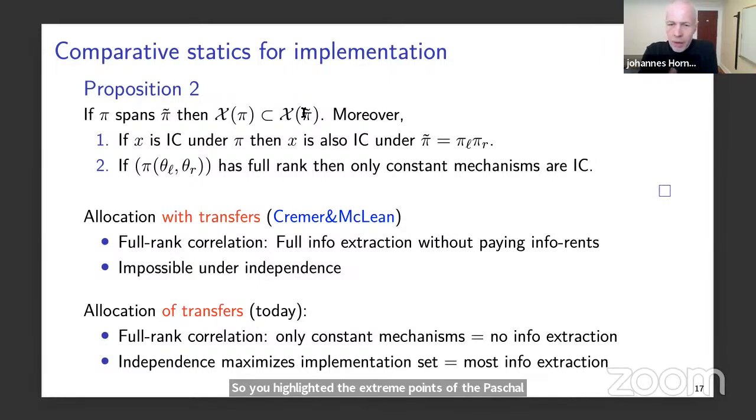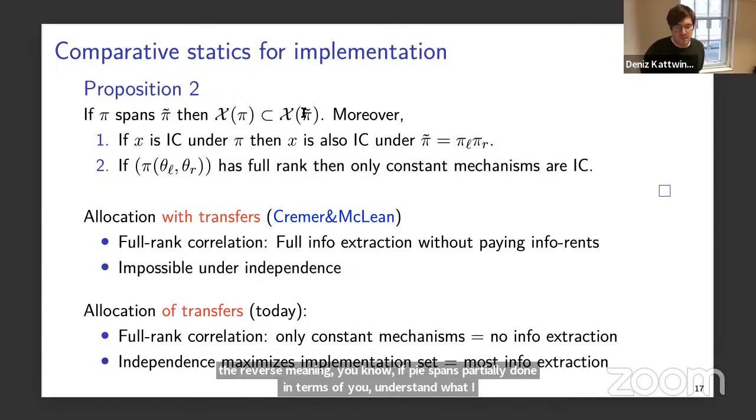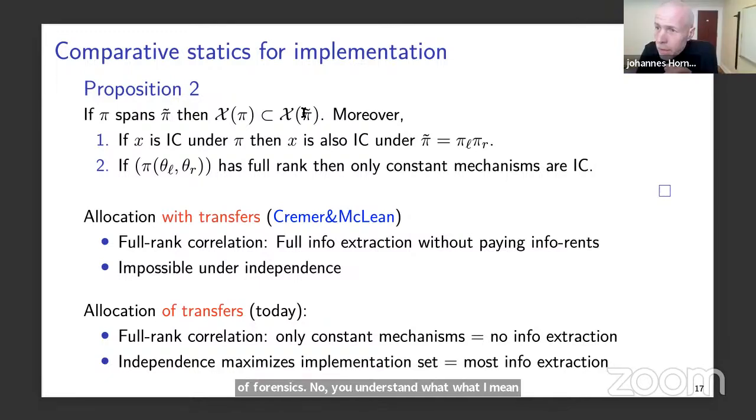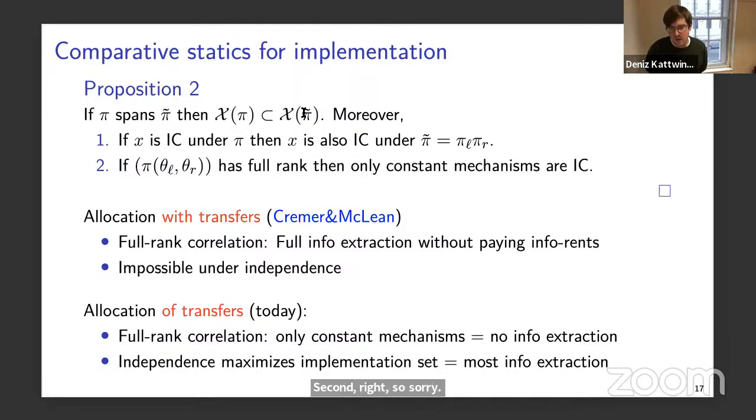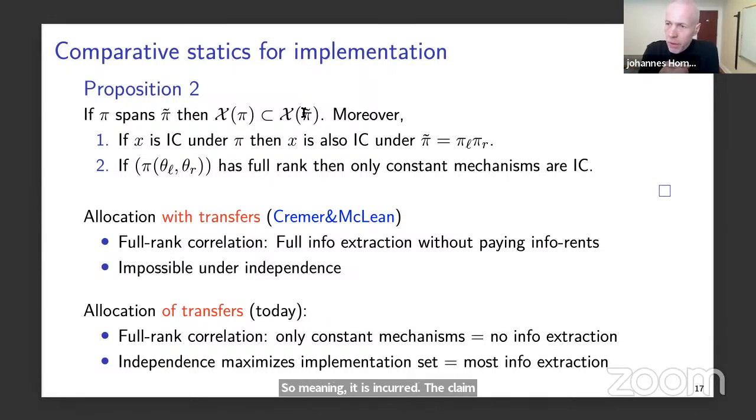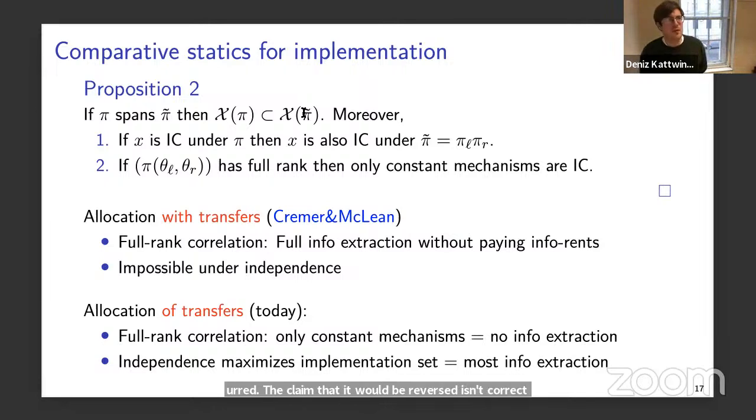Number one, does Cramer-MacLean get you exactly the same result in the reverse, meaning if pi spans pi tilde, then in terms of rent, you understand what I mean? No, it doesn't. Right. So sorry. It doesn't. Cramer-MacLean concentrates on the full info extraction for the full rank correlation. So meaning it is incorrect, the claim that it would be reversed is incorrect, or they just don't show it. I don't know. That's a good question.